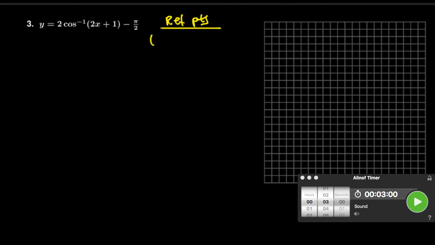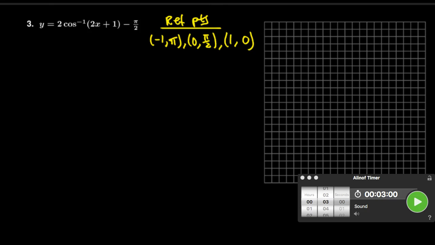So that'd be negative 1 comma pi, 0 comma pi over 2, and then 1 comma... wait. Yeah, 1 comma 0. I almost wrote something else. No idea what I was thinking.